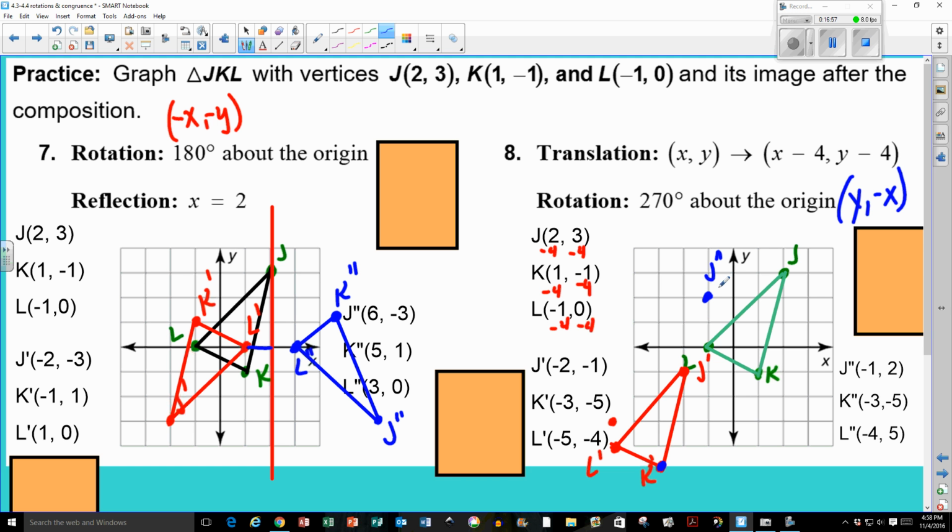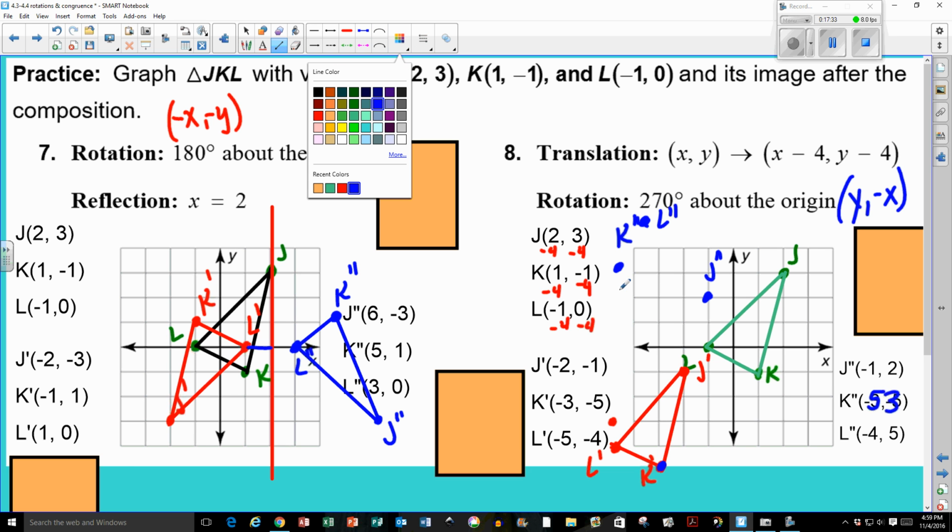And then my K's should be 1, -1, -3, -5. Oh, this one should be -5. I wrote this backwards. +3. All right. So -5, +3, which would put me here, which would be my K double prime. And then my L, I got -1, 0, -5, -4, and there should be -4, 5. So there's my L double prime. I wrote that one backwards. So be careful. Don't do what I did.